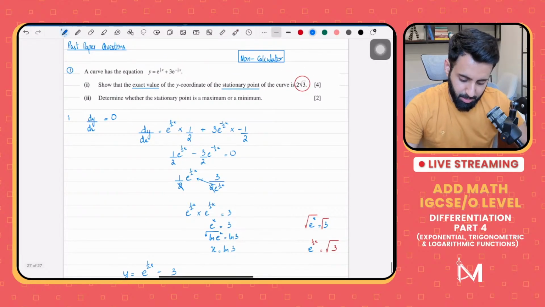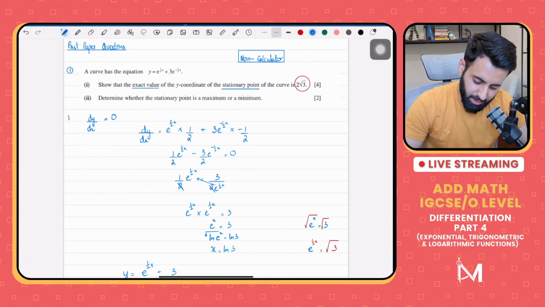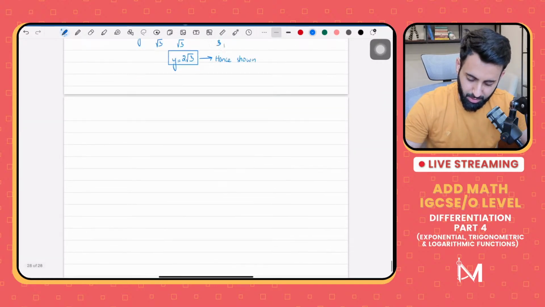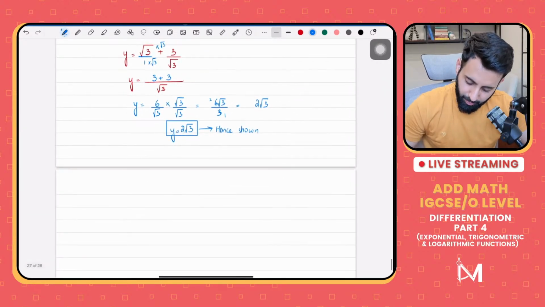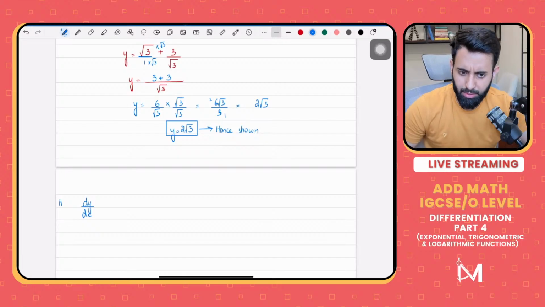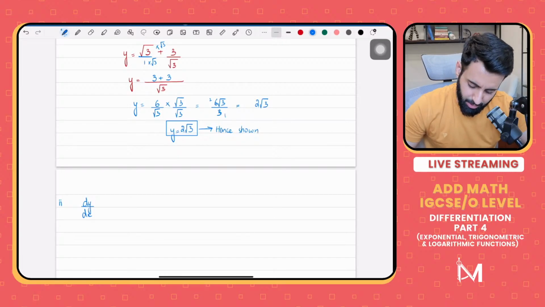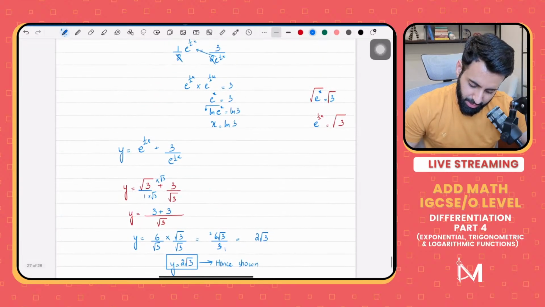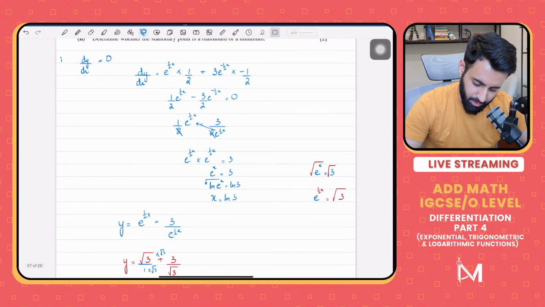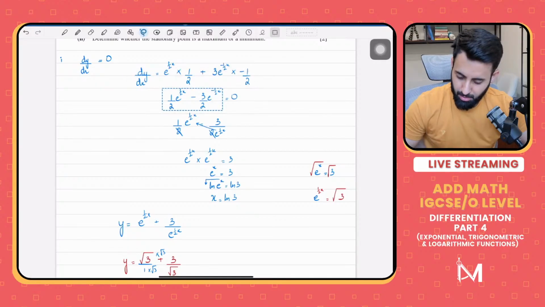Now let's do the second part. The second part says determine whether the stationary point is a maximum or a minimum. Yeah, it's basically assumed knowledge. That's correct. Smart, Mariam. So now we have to find out whether this is a maximum or minimum. Let's see if we have to use our calculator here. I don't think we'll have to. Let's first write down dy by dx. Here's dy by dx. Let's copy paste it to save some time.